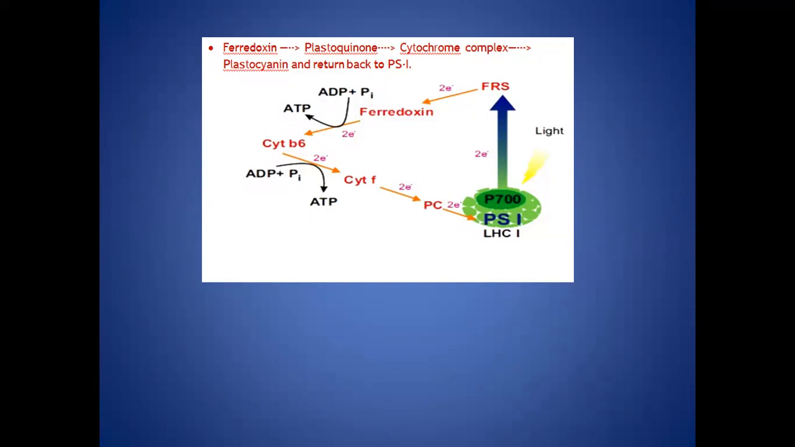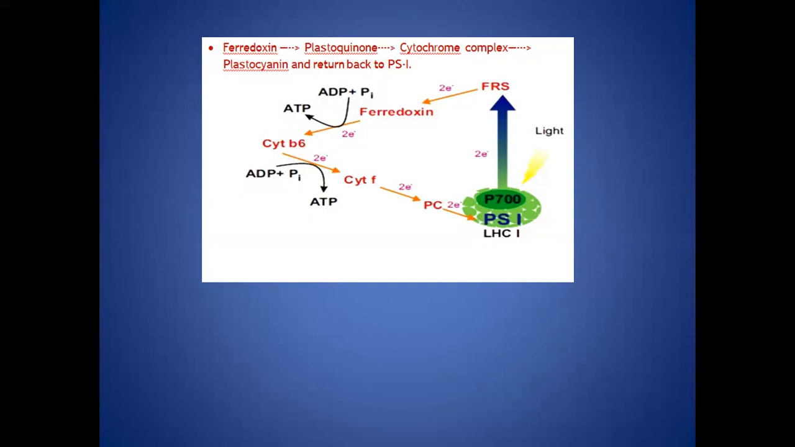When the light falls on the P700, the light particles are called photons, and this carries a quantum of energy. This energy is taken by the P700. As a result, the electrons will be excited. And from the excited state, the electrons will be released and come to ground state. And these electrons are moving from one electron carrier to another.